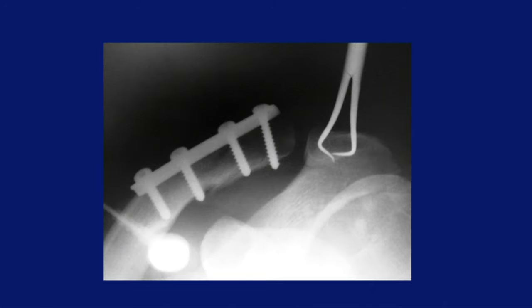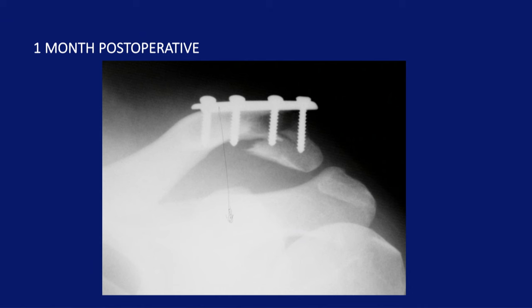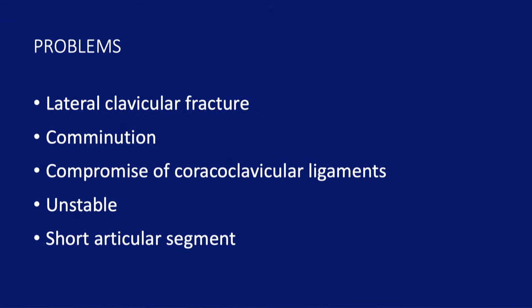So this was done at some health facility, and predictably at the first post-operative month, it started failing. So what are the issues in these lateral clavicular fractures? There is basically a subtle combination. There is always a compromise of the coracoclavicular ligaments. You are not seeing on the X-ray which soft tissues are disrupted. These are always unstable injuries, and there is a short articular segment.